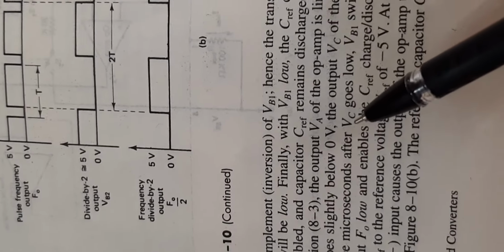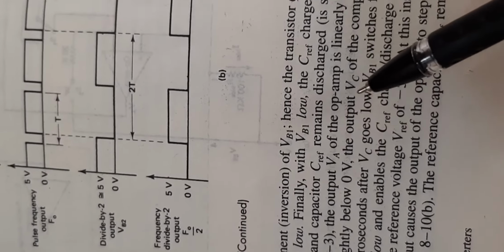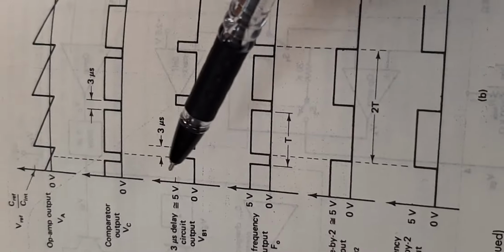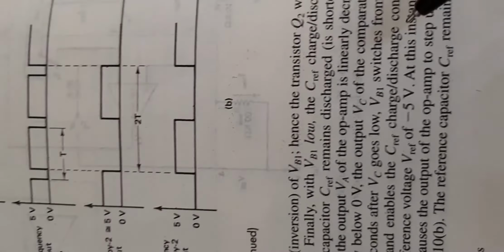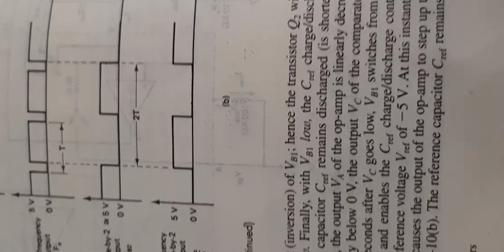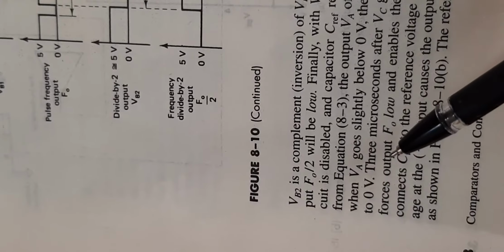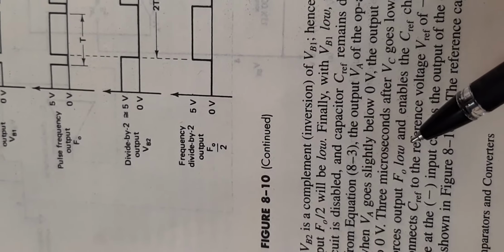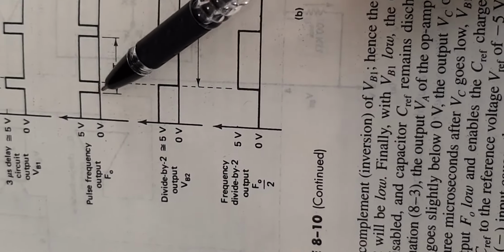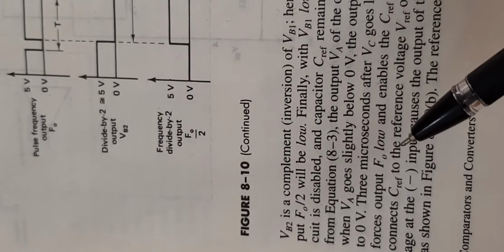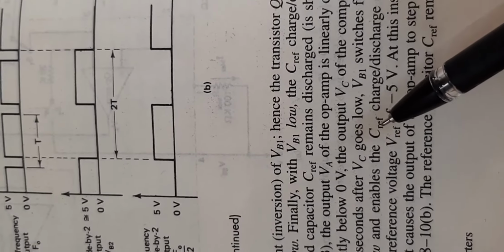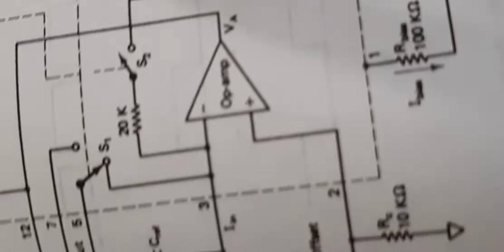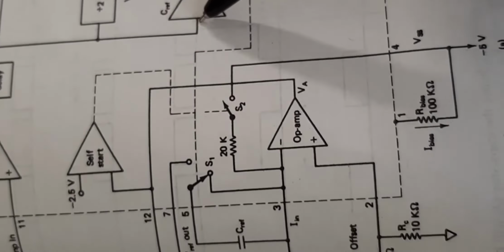3 microseconds after VC goes low, VB1 switches from low to high. As I told, here VB1 switches from low to high. This forces F0 low, and enables the C reference charge discharge control circuit.